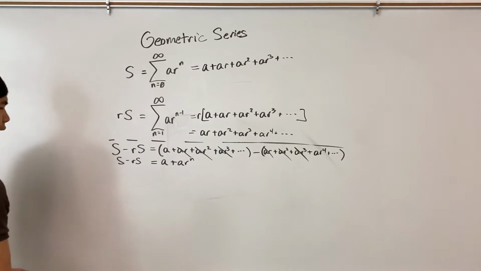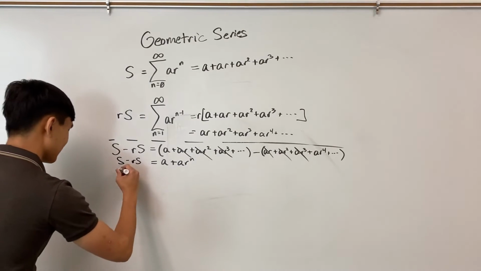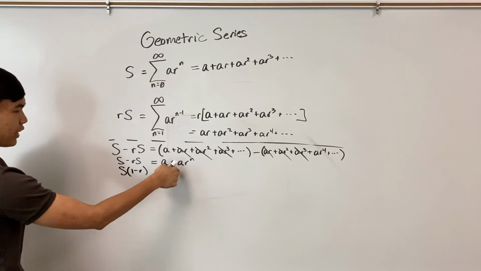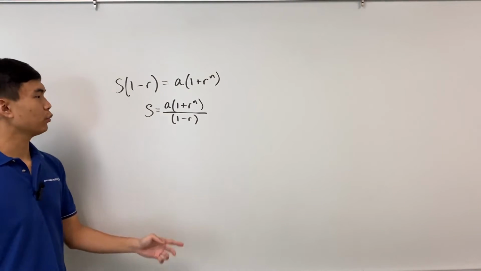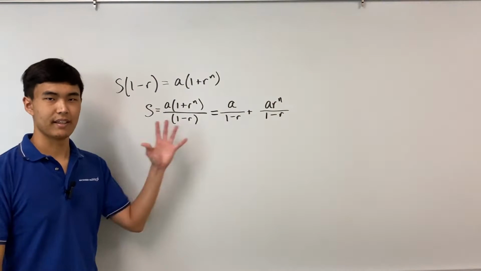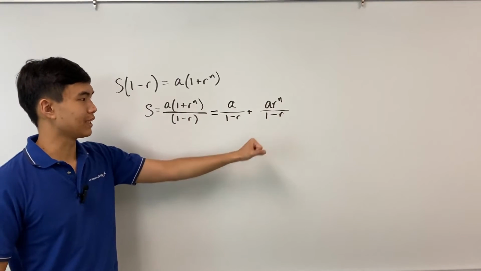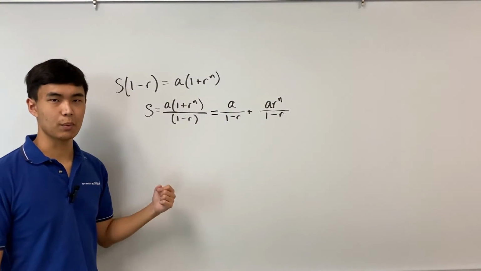So now continuing with the algebra, I'm going to factor out an S here on the left, and I'm going to factor out an a on the right. Now I'm going to solve for S, like so. And we can simplify this expression to this. So this expression represents the partial sum of n terms in the series.